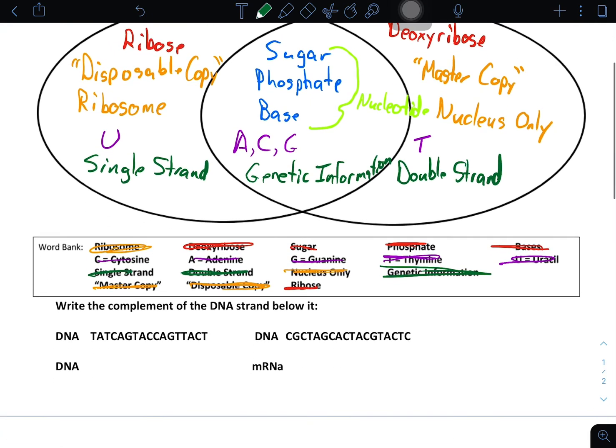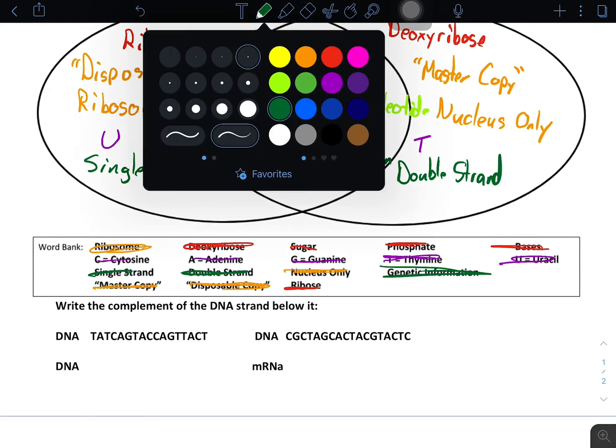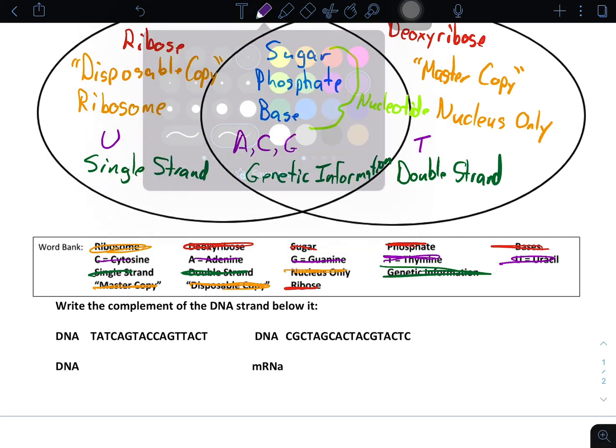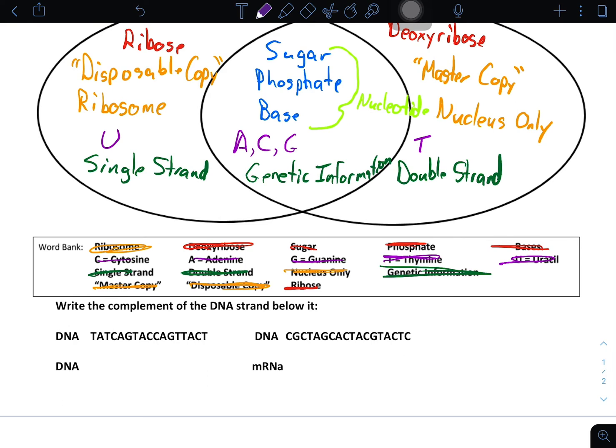On the bottom here, what we are asking you to do is complementary base pairing. That's Chargaff's rule, and we're going to start with DNA to DNA. With Chargaff's rule, for every T, there's an A. For every A, there's a T. For every T, there's an A. So I'm writing the complements of those. For every C, there's a G.